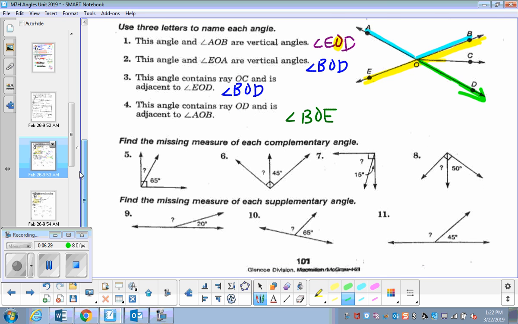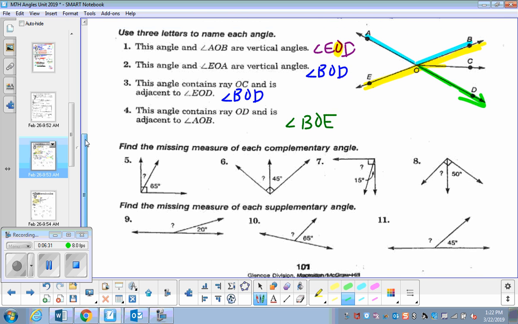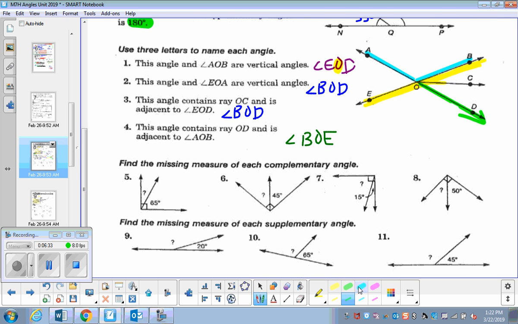Now for this next section, I'm going to leave it to you to do this part. You're going to find the complement of some of these angles, and then for the next section, you're going to find the supplement of these angles. So basically for questions 5, 6, 7, and 8, you're trying to figure out what would add up with the given angle to be 90. And then for these, you're trying to figure out what would add to the given angle to equal 180. When you're done with that, you can move on to the next page.